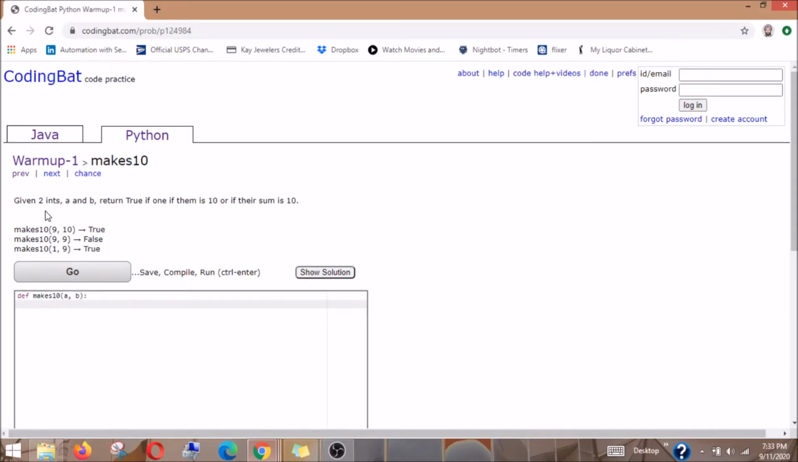So given two integers a and b, return true if one of them is 10 or if their sum is 10. Okay, so if a equals 10 or b equals 10 or a plus b equals 10. If one of them is true, right? One of them or their sum is 10, then return true. Else return, oh, I did, yeah.